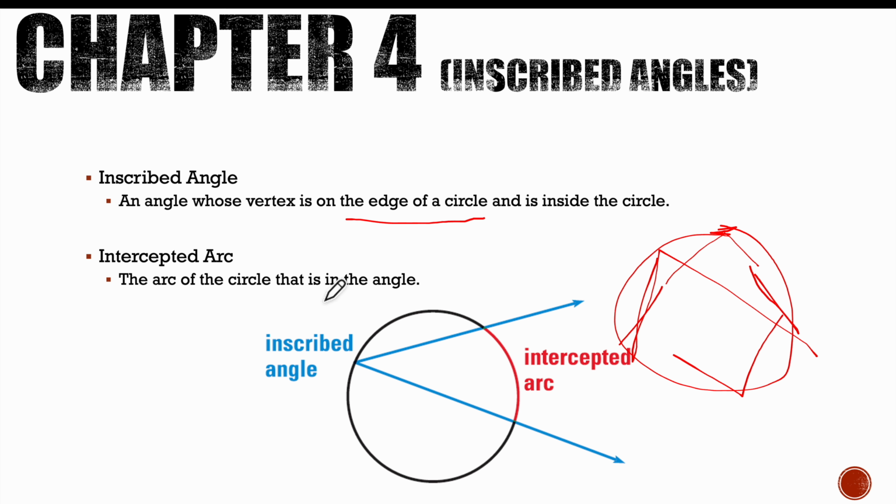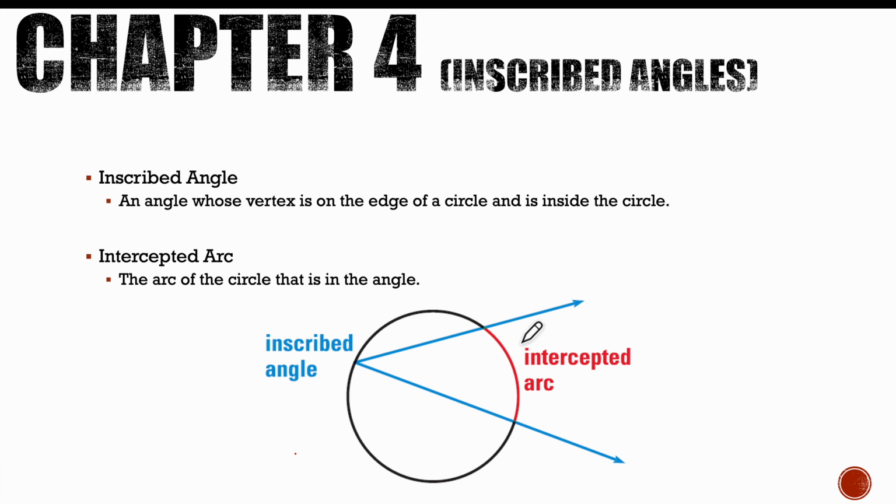The arc of a circle that is in the angle, the intercepted arc. When you have an inscribed angle, it will form an arc on the circle, because when you draw the angle at any point on the circle, these line segments are going to meet somewhere in the circle, correct? For example, I draw these two, so this part is an intercepted arc.